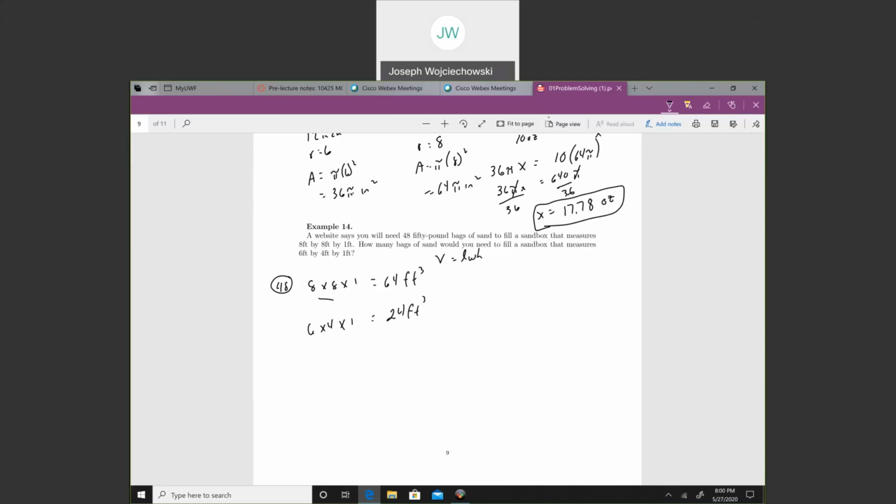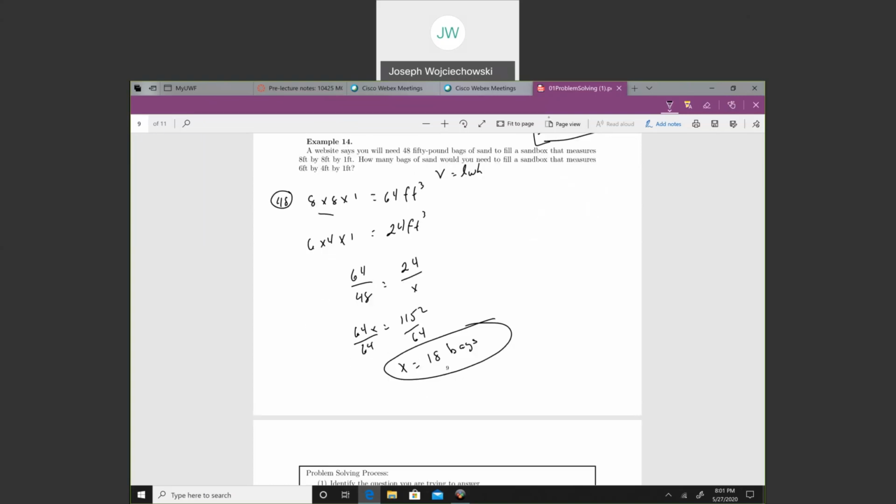So a 64 cubic foot one takes 48 bags. For a 24 cubic foot one, 64 times x equals 1152. Divide both sides by 64, and we get x equals 18 bags. Again, when you're doing word problems, don't forget to put the unit.